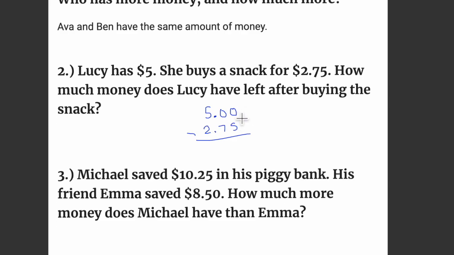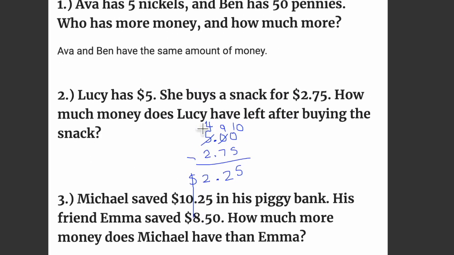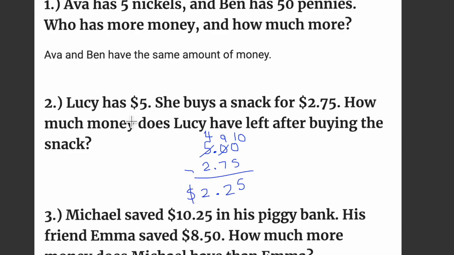So 0 minus 5, we can't do that, so we have to borrow a 10. This becomes a 9, and this becomes a 4. So we have 10. 10 minus 5 is 5. 9 minus 7 is 2. And 4 minus 2 is 2. Bring down the decimal place. And you can tell that Lucy has $2.25 left.